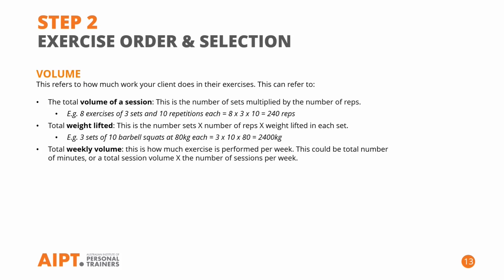Volume can also refer to the total amount of weight lifted. So within a session, this would be the number of sets multiplied by the number of reps, multiplied by the weight lifted in each set. One exercise example could be 3 sets of 10 barbell squats at 80 kilograms each. So 3 lots of 10 multiplied by 80 would be 2,400 kilos lifted in that exercise.